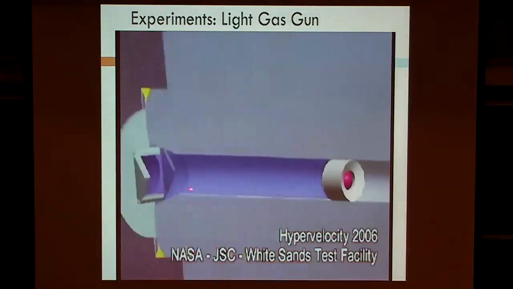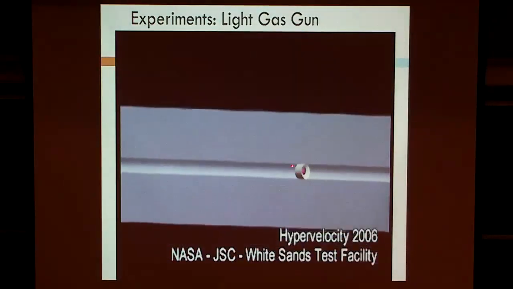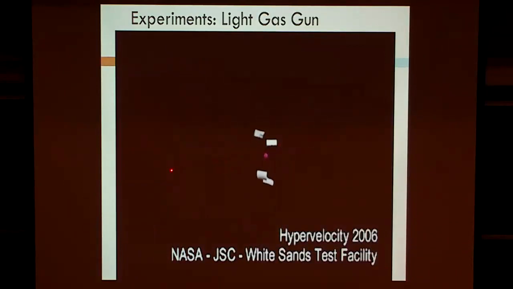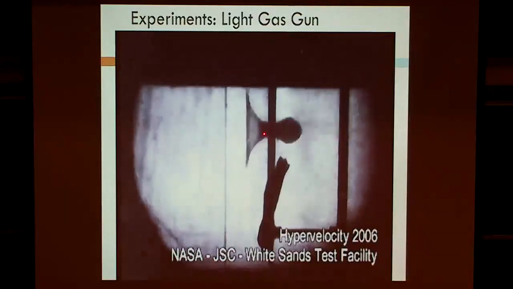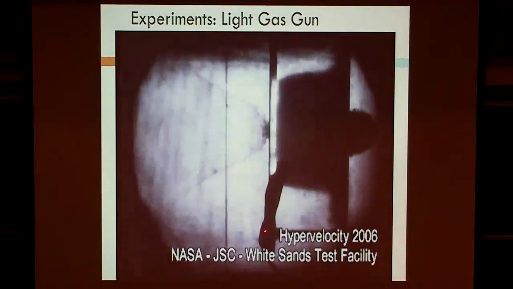It breaks a rupture disk, and it expands into the second chamber of the gun, launching the second stage projectile, which can get up to speeds of 7 or 8 kilometers per second. And in this particular experiment, it falls apart, and we make a BB, which hits an aluminum plate watched by a high-speed framing camera, and all hell breaks loose.